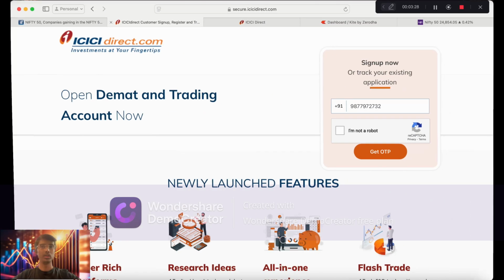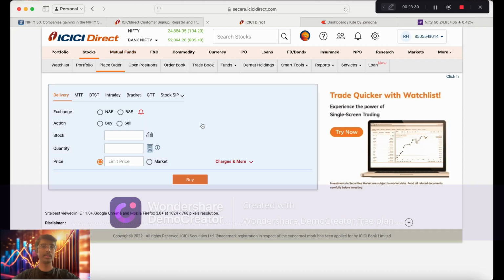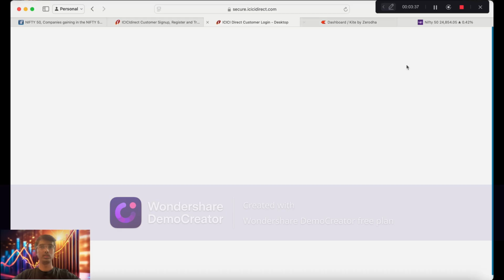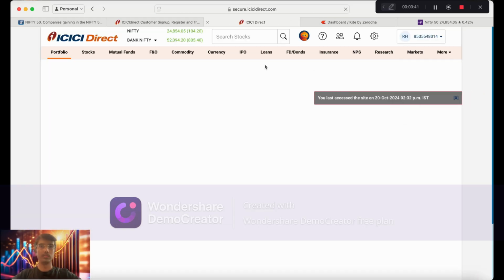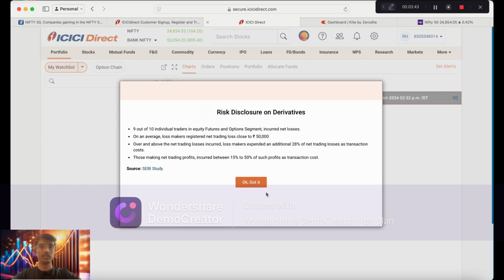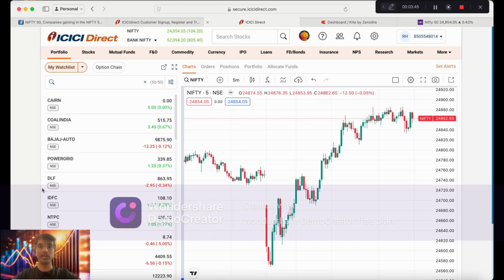First I will show the ICICI trading account. This is my ICICI trading account. So just put in the login. Yes, it's timed out. So this is the home page of your ICICI Direct trading account.